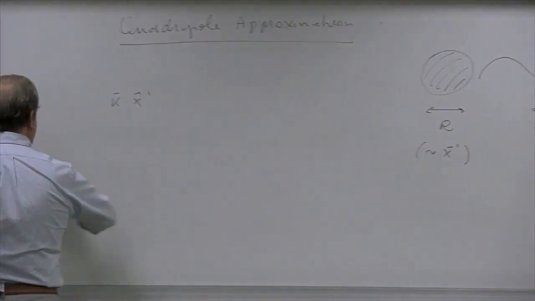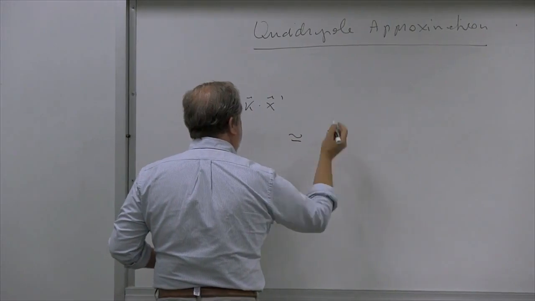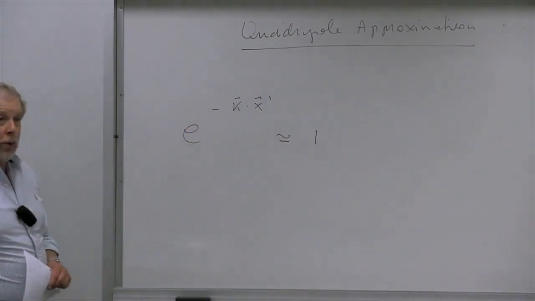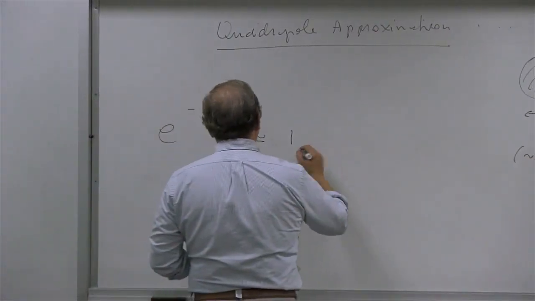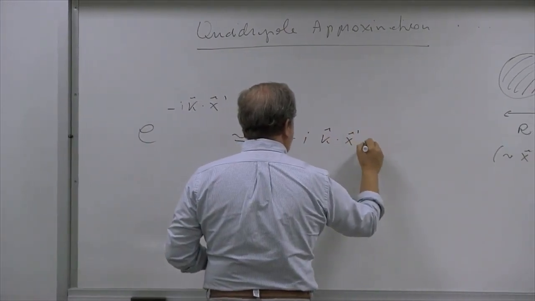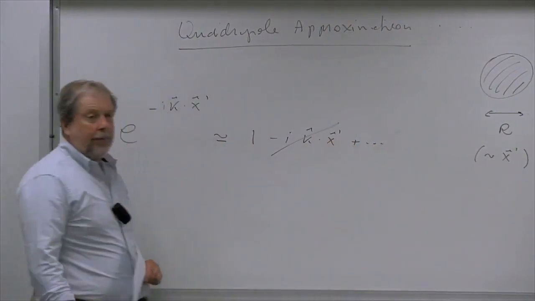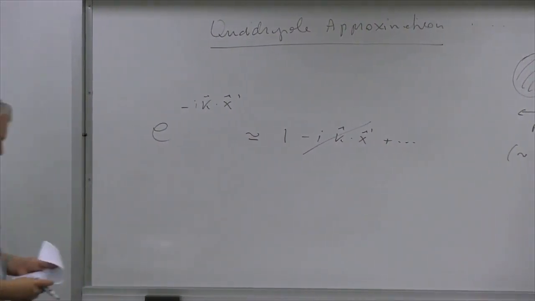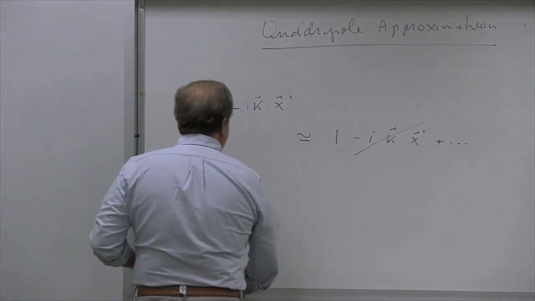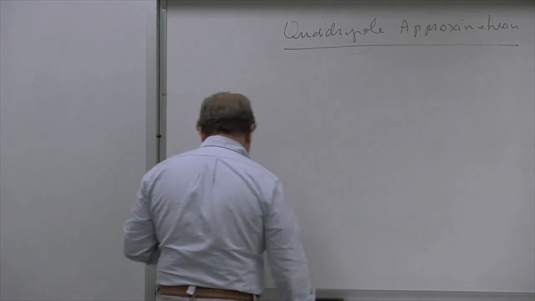And so that means that this e to the minus i k dot x prime can be approximated to first order by 1. So it's 1 minus i k dot x prime plus dot dot dot, and we're just going to drop that. Just use the 1, okay? So let's see how that works out for one of those integrals.